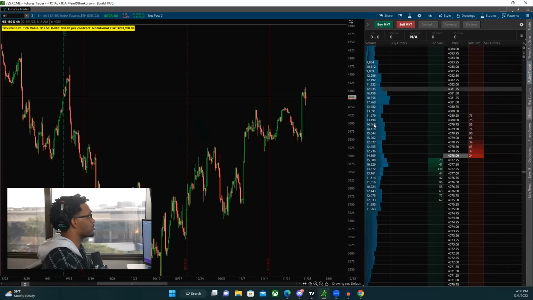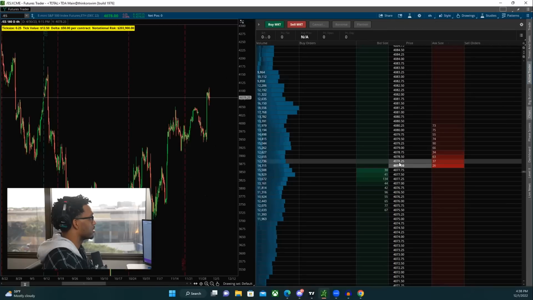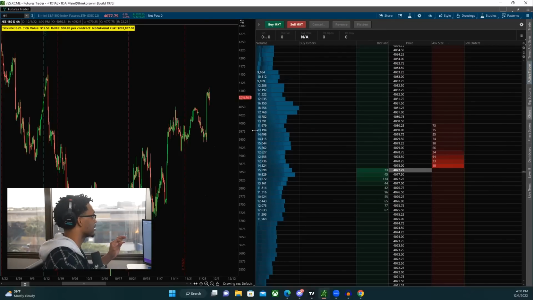Now, as you see, I just pulled up ActiveTrader on the right side. And you can see here, we move in 25 cent increments, right? So it says 4078.00, 4078.25, 4078.50, 4078.75, then 4079.00. So ES moves in 25 cent increments. Now, that's called the tick size.